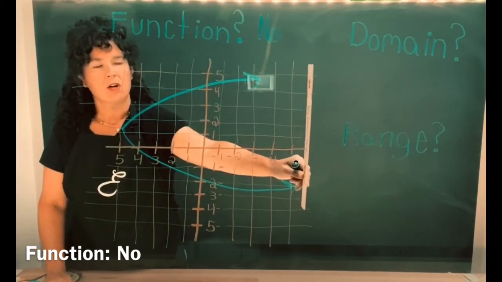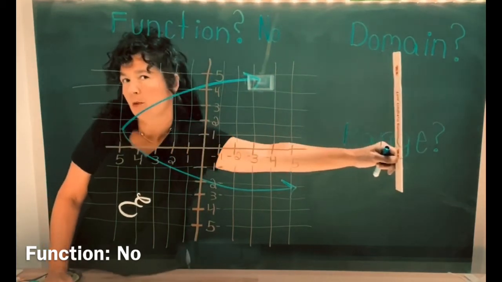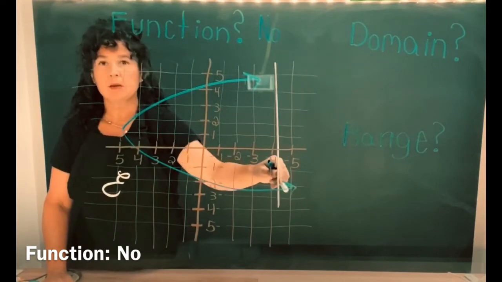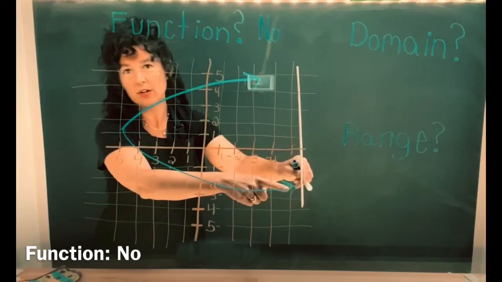Okay, now as I move from left to right, no matter how far I move this line over, I'm going to be in contact with the graph because this has an arrow on it and this one here has an arrow.